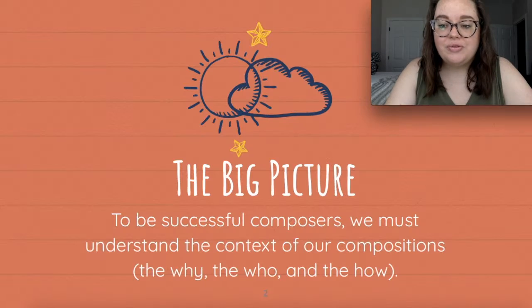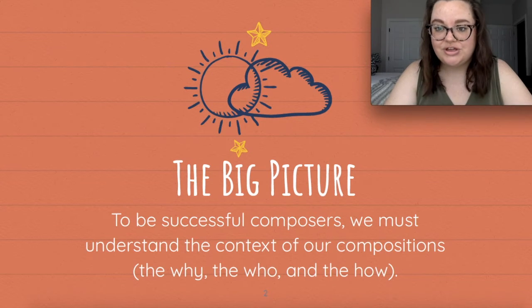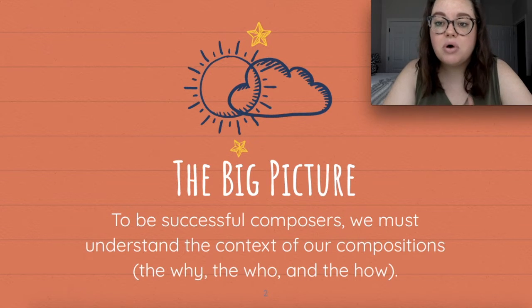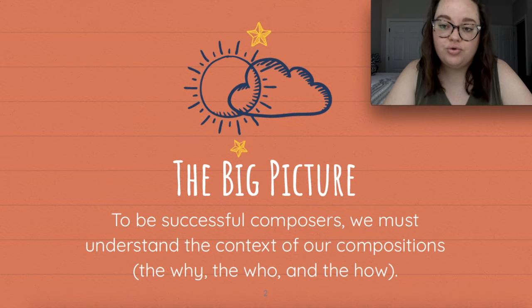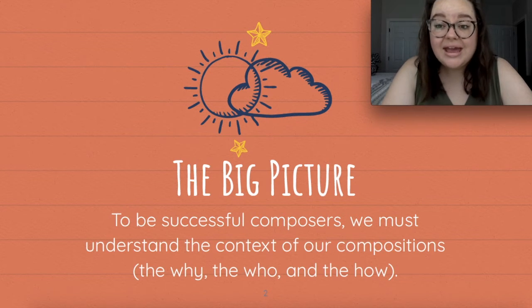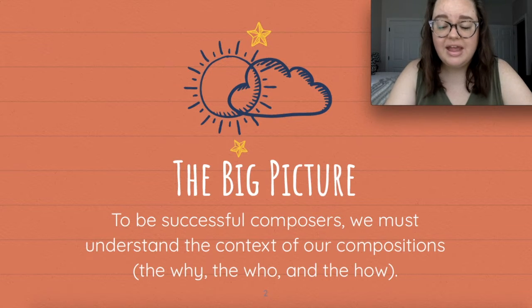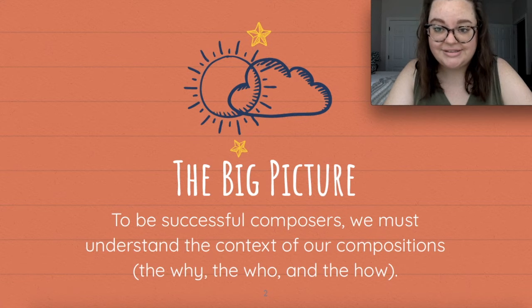So, let's talk first about sort of the big picture for this term. We've talked a little bit in our intro video about a goal for the semester being that we all become successful composers. And one of the most important parts of being a successful composer is understanding the context of our compositions, the why, the who, and the how, whenever we're composing and whenever we're viewing compositions as viewers or readers. We need to be aware of the context of those things. That's what rhetorical situation does for us. It's a concept that talks about context.